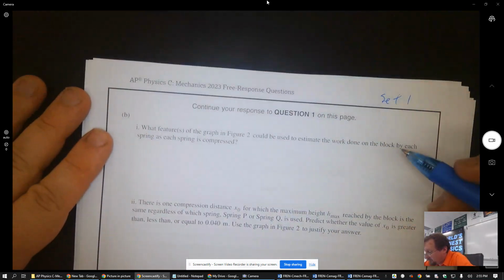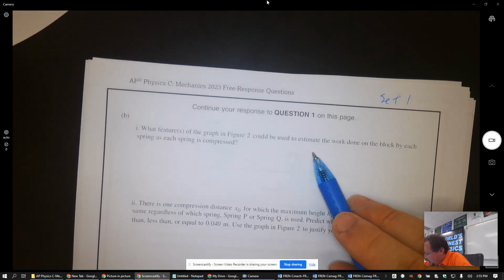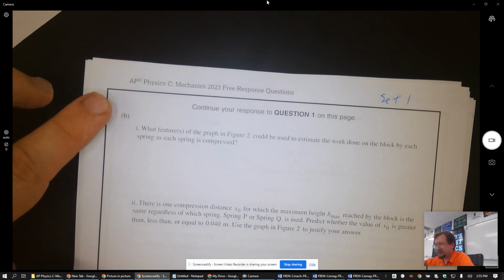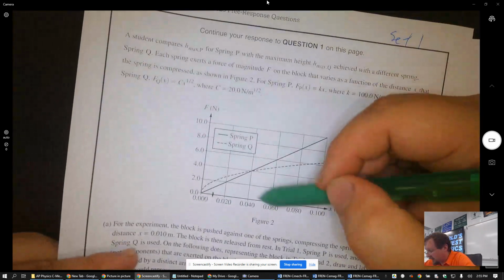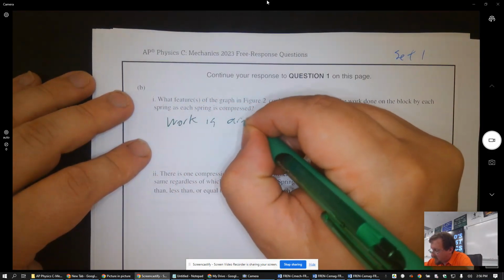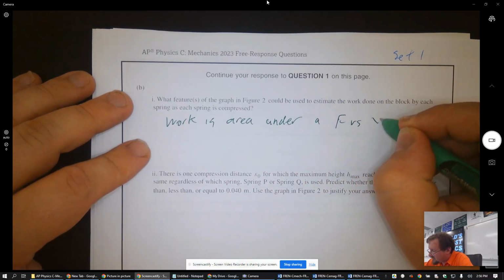Okay, what features of the graph in figure 2 could be used to estimate the work done by the block on each spring as the spring is compressed? I feel like they just want me to say that work is the area under a force versus distance graph, right?